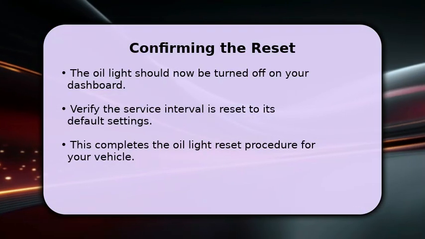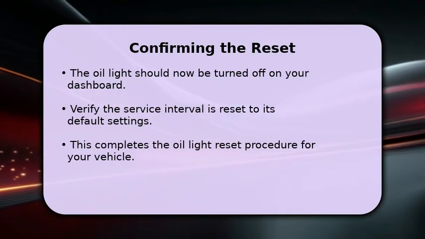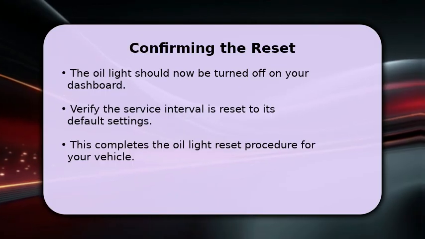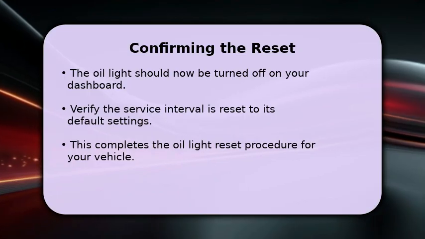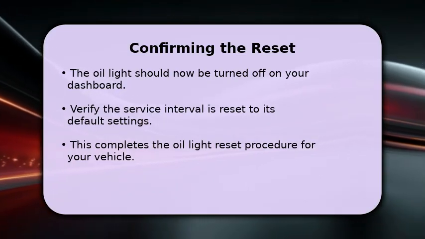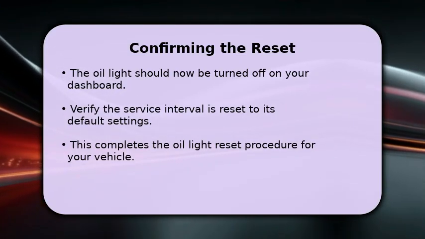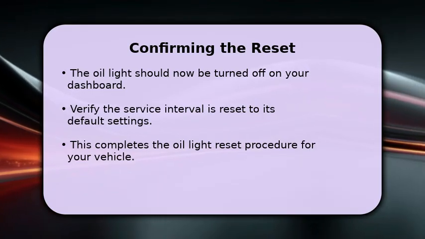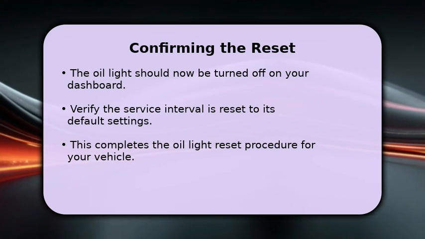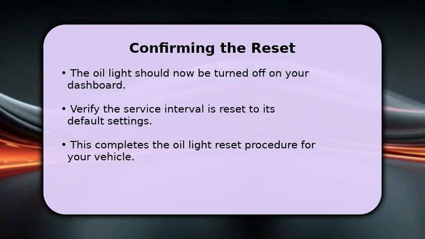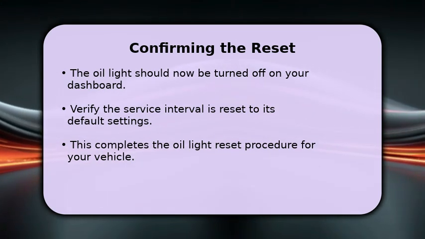After confirming the reset, the oil light on your dashboard should turn off, indicating a successful procedure. It's a good idea to double-check the service interval display to ensure it has reset to its default or desired settings. Congratulations, you've successfully reset your Kia Soul's oil light. This simple process helps keep your vehicle's maintenance schedule accurate and your dashboard clear.